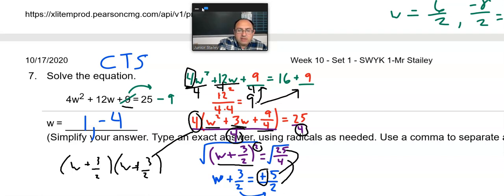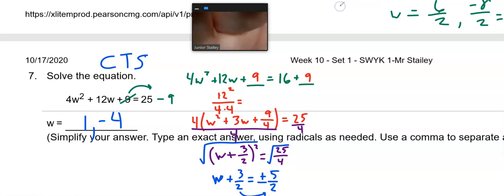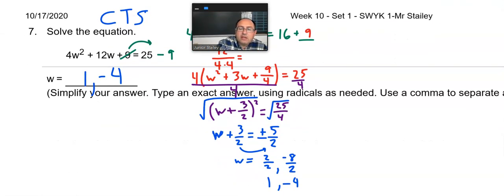And then, of course, we can subtract the 3/2 over to the other side. We're almost done, folks, on this one. And when we subtract the 3/2 to the other side, we get, let's see, 5 take away 3 is 2 over 2, also known on the street as 1. And negative 5 minus 3 is negative 8 over 2, and that's also known on the street as negative 4. So those are the two answers we get for that particular question.